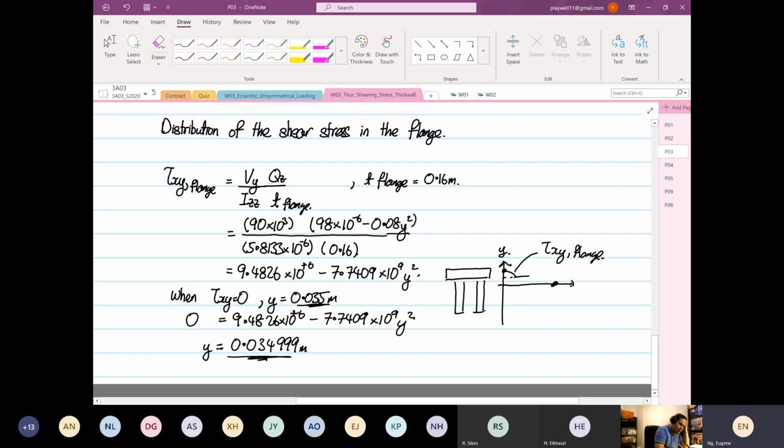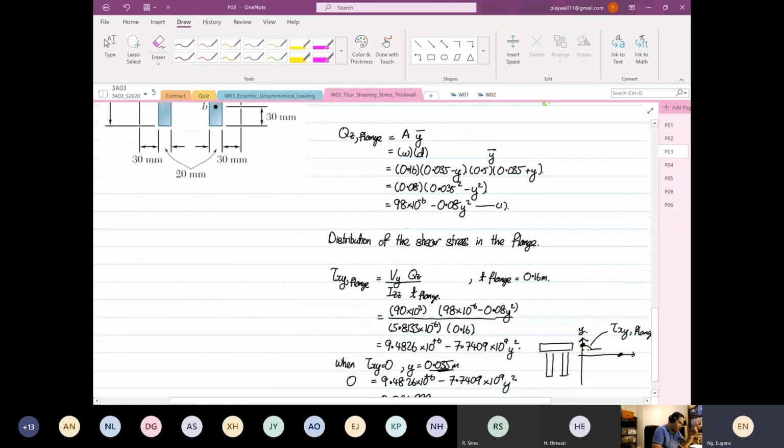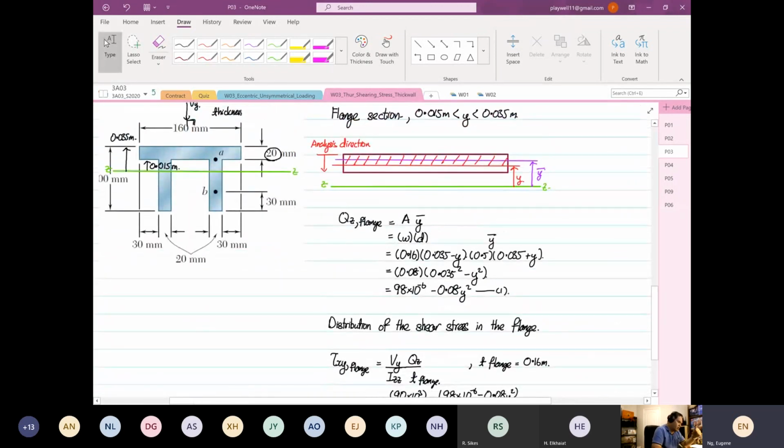At this point that I'm highlighting now, the shear stress has to be equal to 0. So if your equation is correct, when you let the expression be equal to 0, you should get y equal to 0.03499 meters. So this is valid. Am I clear? Yes or no? Okay. So far it looks easy. Things are not so bad. The confusion comes when we look at the web section.